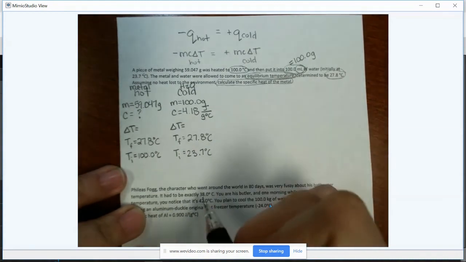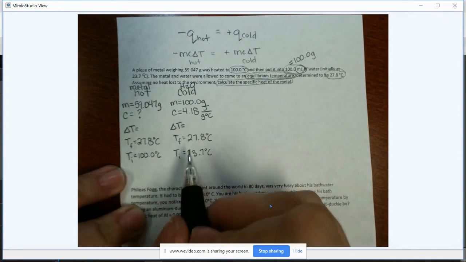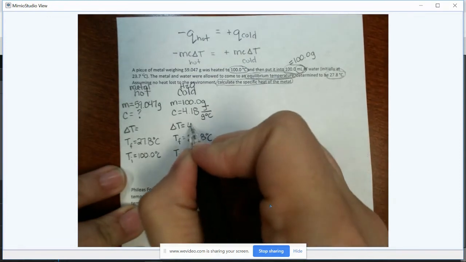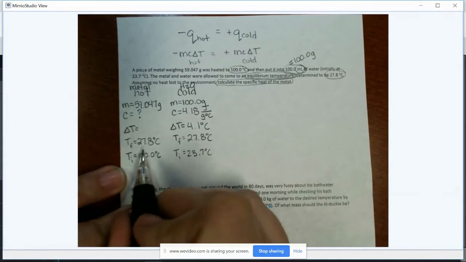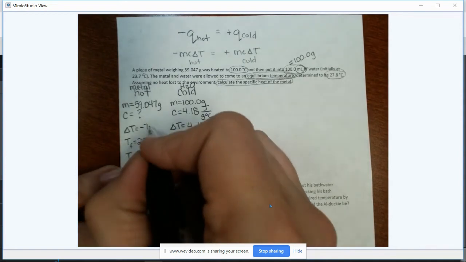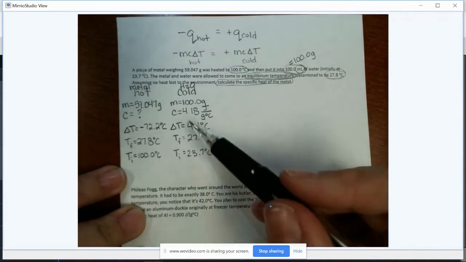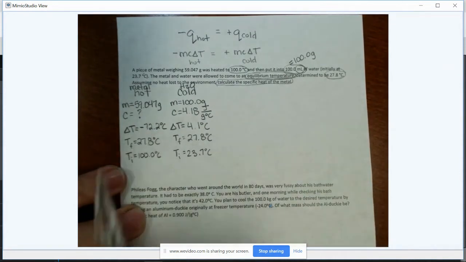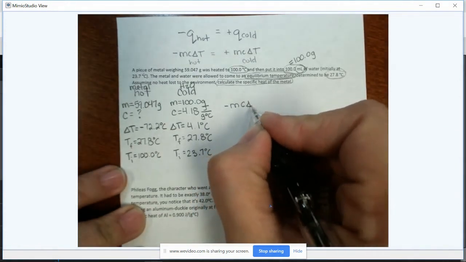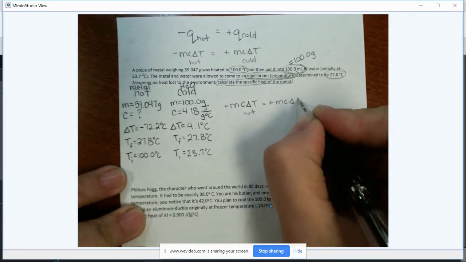And now that's all we need to determine our delta T. Final minus initial, final minus initial. This one is 4.1 degrees Celsius. This one is 72.2, but it's negative because it's 27.8 minus 100, so negative 72.2 degrees Celsius. Now we know everything except for one variable, which means we are ready to solve. So I have negative MC delta T for the hot side equals positive MC delta T for the cold side.